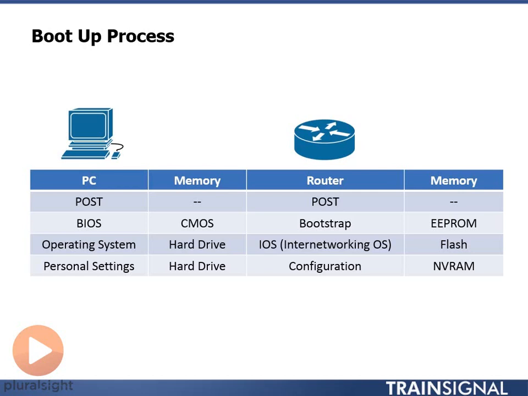NVRAM, non-volatile RAM, we use to store very small files on our system that we don't want to have erased when the router is turned off. So NVRAM works kind of like flash in this respect, in that it's storing information in this small little piece of hardware on the board of the router to keep our configuration file.